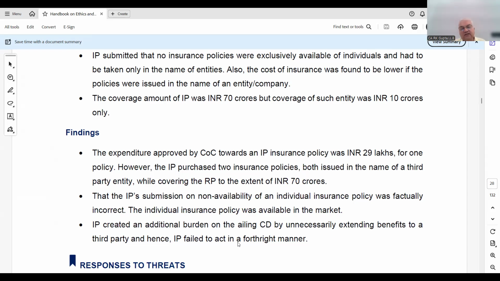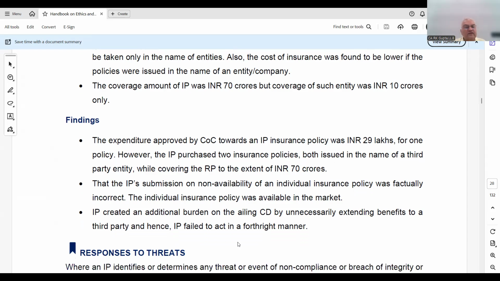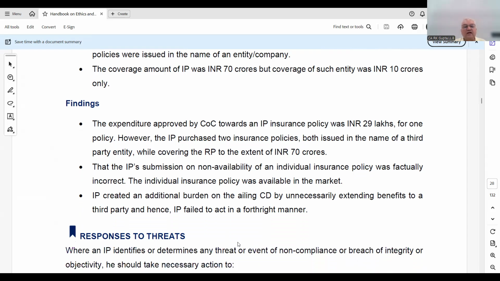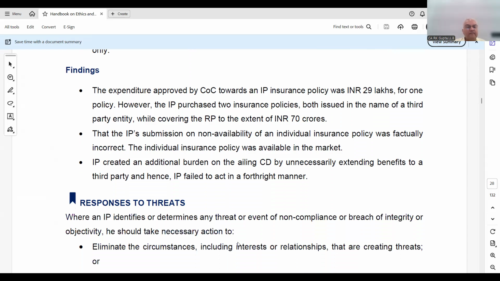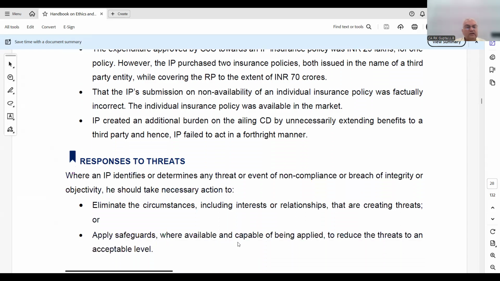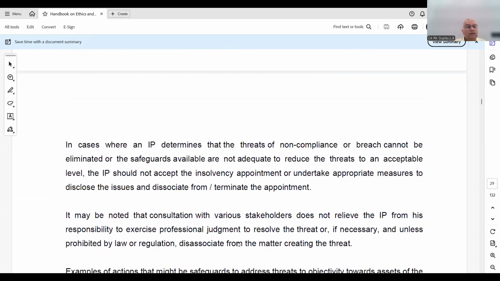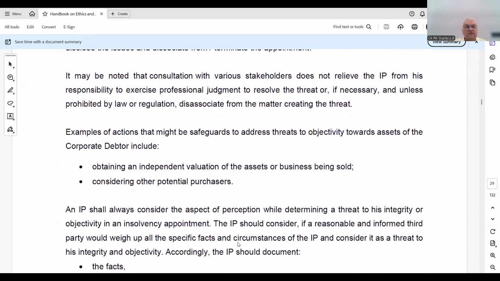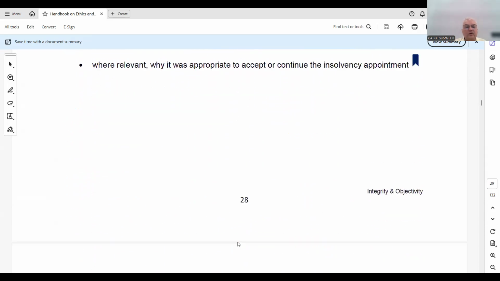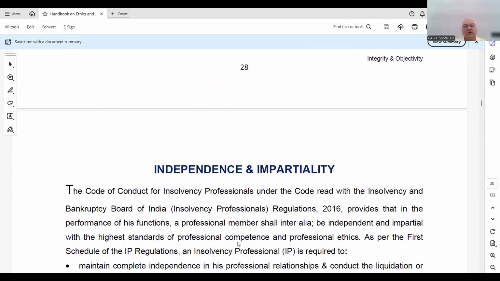IP created an additional burden on the ailing CD by unnecessarily extending benefits to a third party, and hence IP failed to act in a forthright manner. Okay? So this was the case. So just by going through various types of illustrations, we can come to know how an IP should behave.